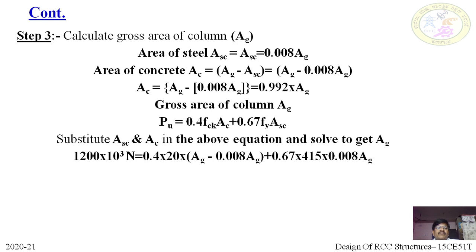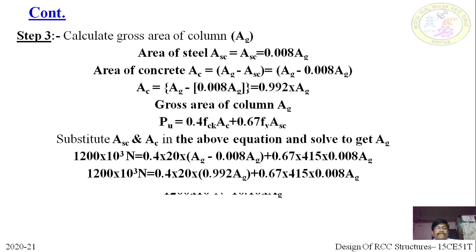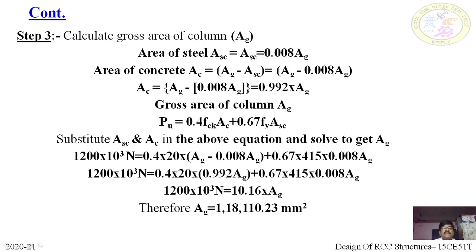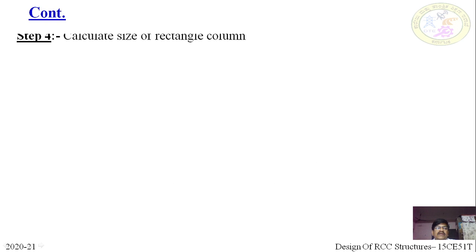Substitute Ac and Asc values in the Pu equation and simplify this. Take Ag as a common factor. We get 10.16 Ag equal to 1200 into 10 raised to 3 Newton. Therefore, Ag equal to 1,18,110.23 millimeter square. Now we have to calculate the size of column.